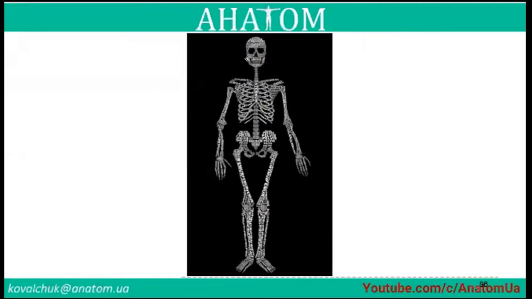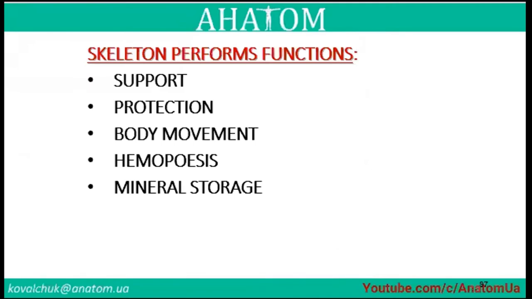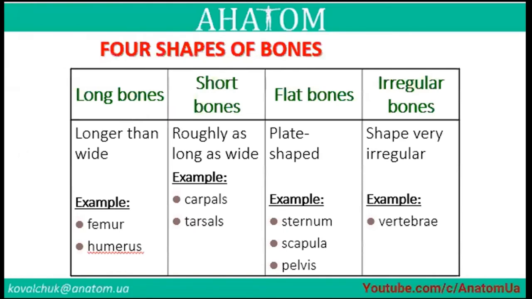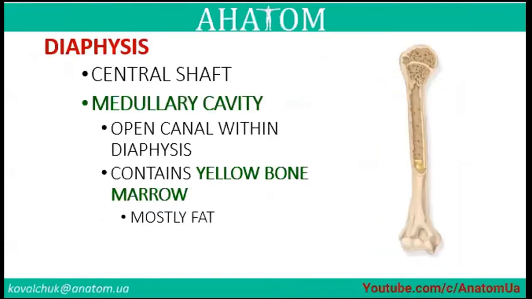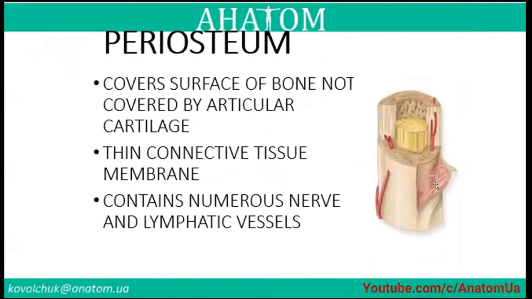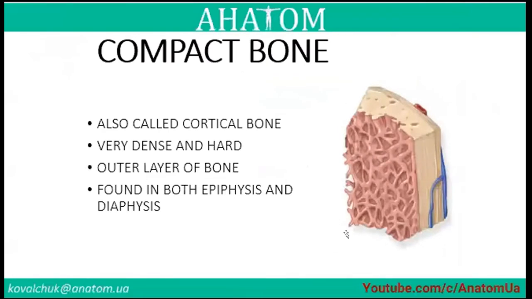And for remembering, there are different methods. First of all, drawing. Next, you can use some pictures. It's very interesting, I think, for you too. The skeleton performs the functions of support, protection, body movement, hemopoiesis, and mineral storage. And next time, in a practical lesson, you will find some bones and their classification. For example, long bones have a diaphysis and epiphysis. The diaphysis is the central shaft with the medullary cavity, then the epiphysis, and the periosteum on the external surface. Compact bone, also called cortical bone, is very dense and hard.